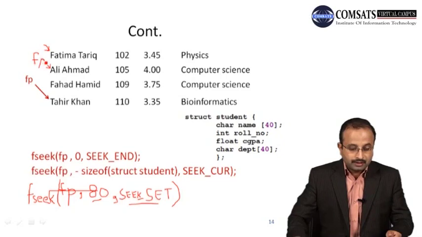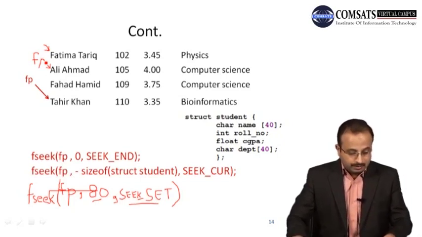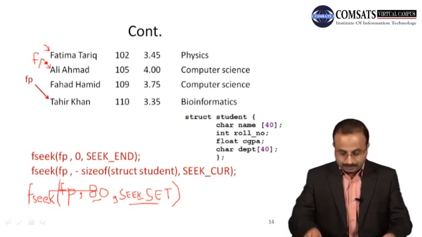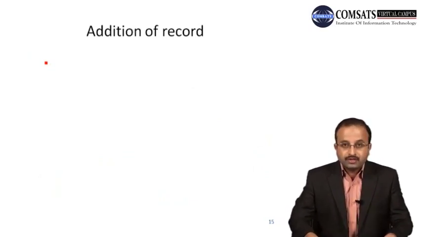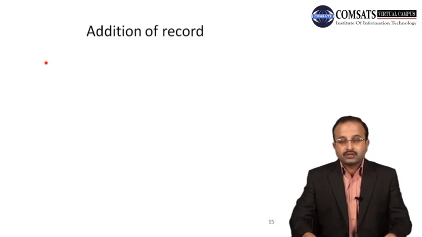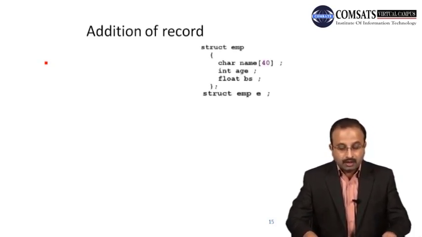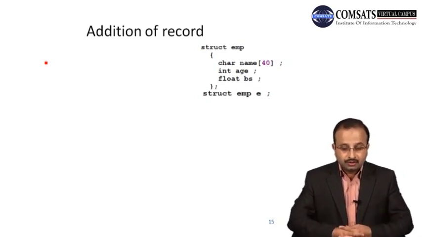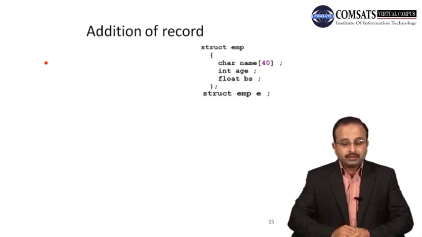I hope now you understand this example. So this is now the current position of the file pointer. Now let's see the addition of the record. For addition, you have to make sure that the file pointer points to the end of the file. So this is our structure. Now I will show you the addition code that you have to place in the proper position in the skeleton of the program, which I showed you a few slides before.